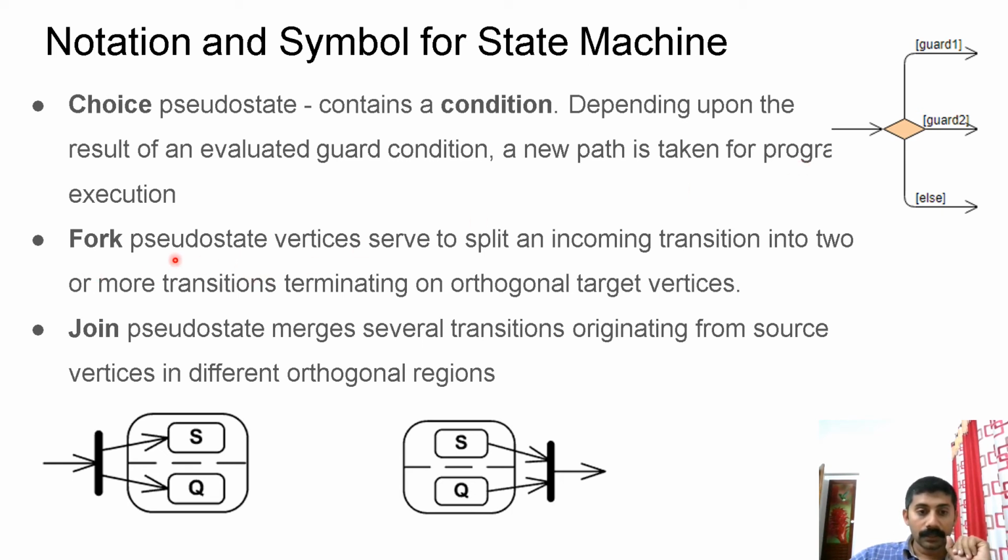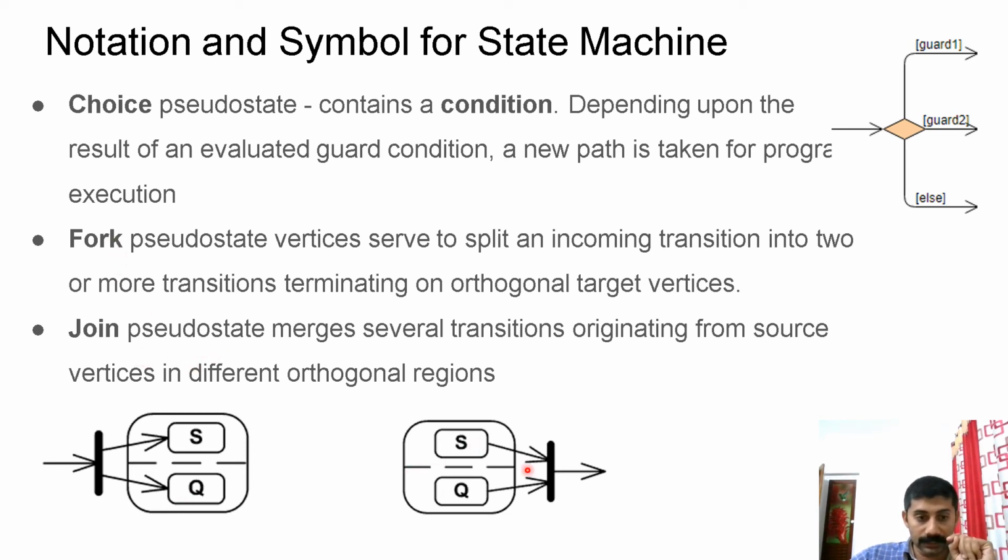Fork. Pseudo state vertices serve to split an incoming transition into two or more transitions terminating on orthogonal target vertices. See here, you can see the case of a fork. So it is branching into two sets which are separated by a region. This S and Q belong to different regions. So that is fork. Join is reverse.